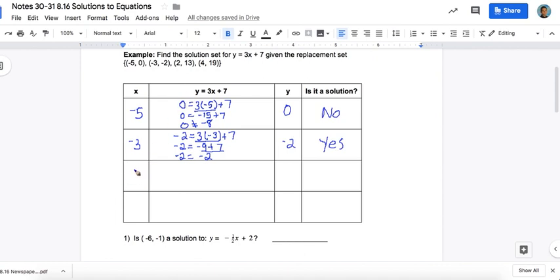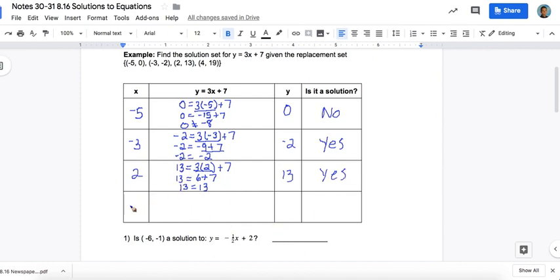So the next ordered pair is (2, 13). So once again, we're going to replace y, and I'm going to plug in 13. And we're going to do 3 times my x value, which is 2, plus 7. And I know that this side is going to be 13, so 3 times 2 is 6. And now we're going to do 6 plus 7, which is 13. So both sides equal 13. Therefore, this is a solution.